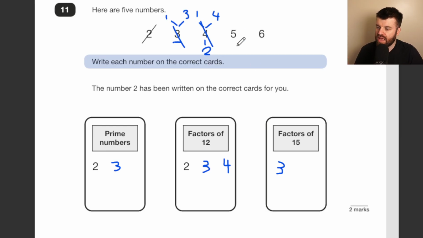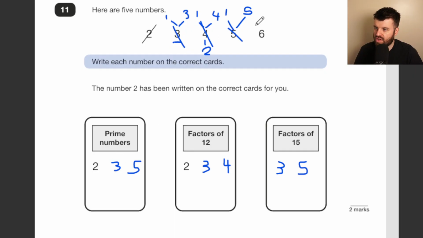We've done 4. Is 5 a prime number? Yes, it is. 5 has 1 times 5, and there's no other numbers that multiply to make 5, so that means it's prime. Is 5 a factor of 12? No, 12 is not in the 5 times table. However, 15 is in the 5 times table, 3 times 5. We've done 5, just 6 left now.